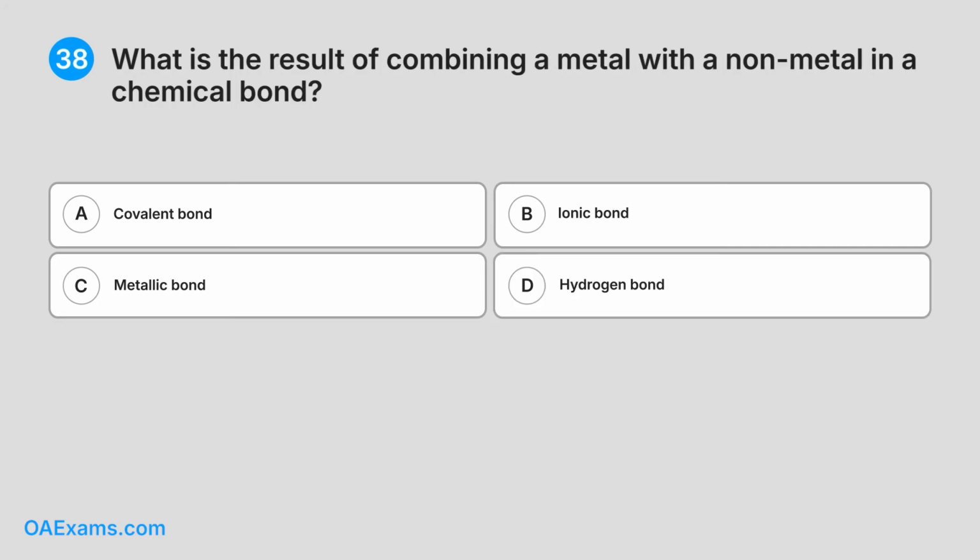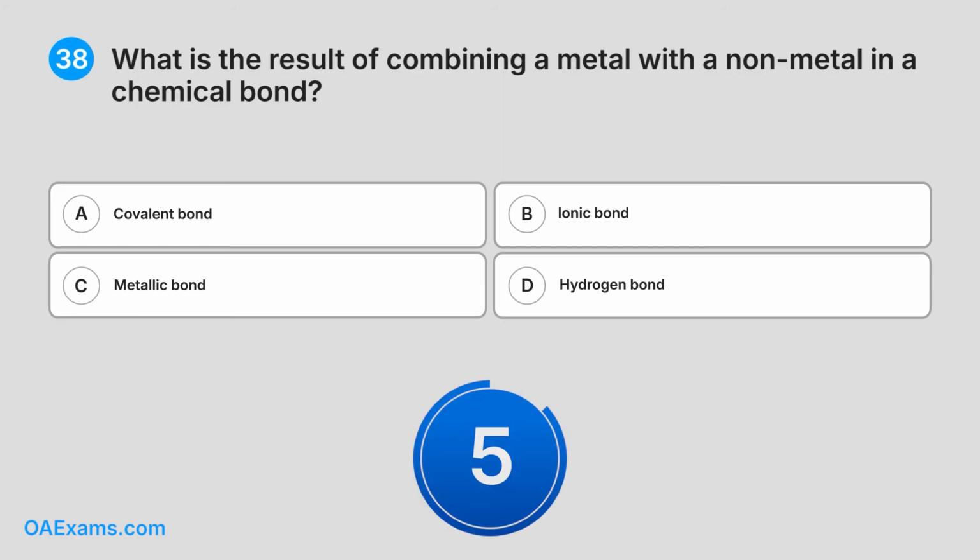38. What is the result of combining a metal with a non-metal in a chemical bond? A. Covalent bond. B. Ionic bond. C. Metallic bond. D. Hydrogen bond. Do you know the answer?